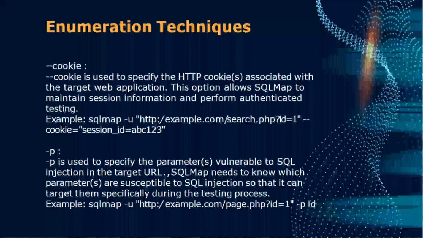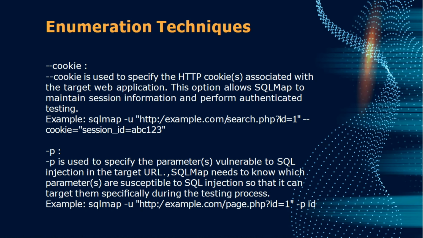--cookie is used to specify the HTTP cookies associated with the target web application. This option allows SQLMAP to maintain session information and perform authenticated testing. -p is used to specify the parameters vulnerable to SQL injection in the target URL.